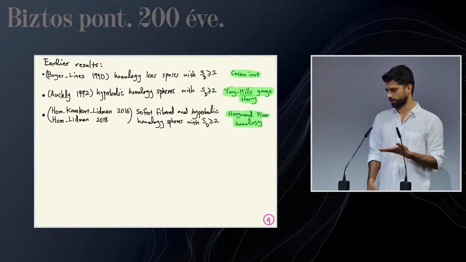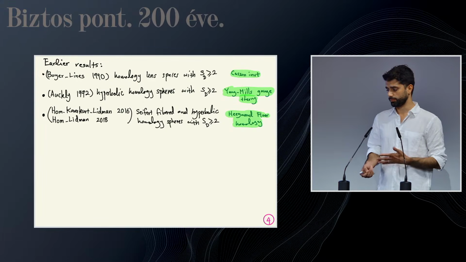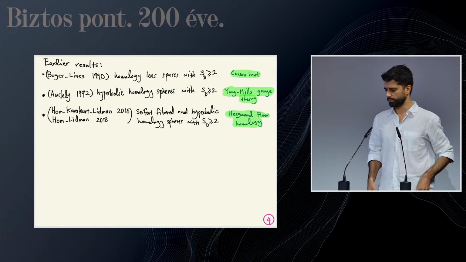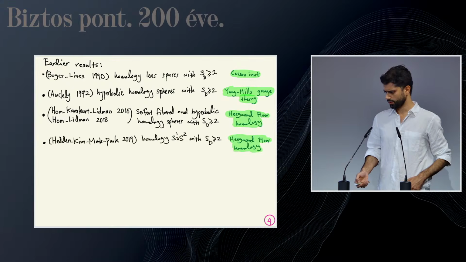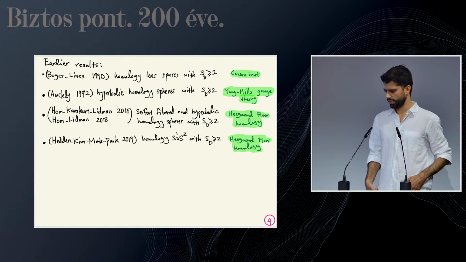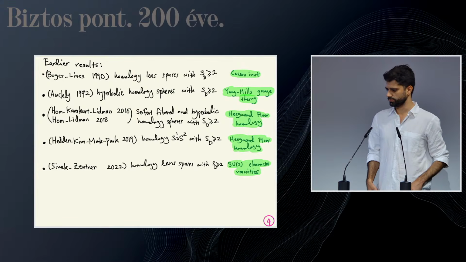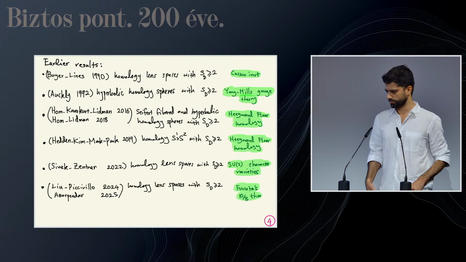Using Heegaard Floer homology, Karakurt and Lidman gave examples of both Seifert fibered and hyperbolic homology spheres with Dehn surgery number at least 2. They also satisfy some other interesting constraints. You can also construct homology S1 times S2 using Heegaard Floer homology with Dehn surgery number at least 2. This is work of Hedden, Kim, Mark, and Park. You can also use SU(2) character varieties. So Sivek and Zentner used SU(2) character varieties to study homology lens spaces with Dehn surgery number at least 2.